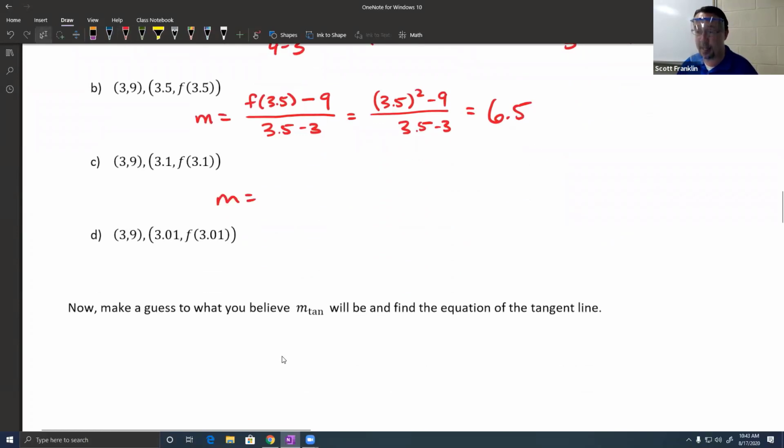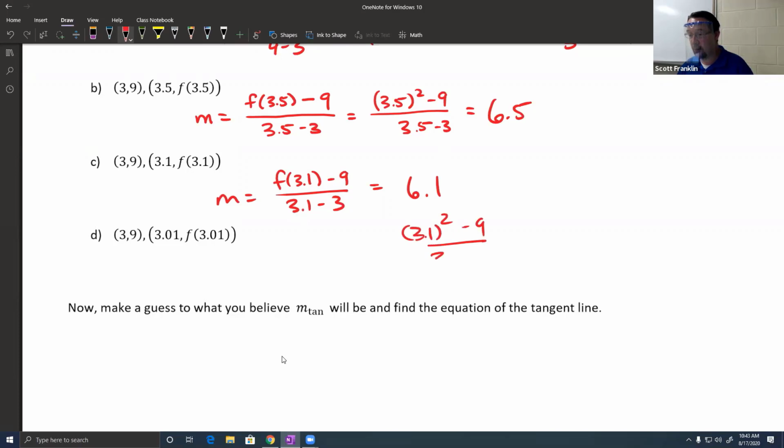I did m is f of 3.1 minus 9 over 3.1 minus 3. I'm still doing y2 minus y1 over x2 minus x1, and I get 6.1 when I do that. And I took this 3.1, and how did I get to 6.1? Well, I took 3.1 squared minus 9 over 3.1 minus 3, which gave me 9.61 minus 9 over 0.1, which gave me 0.61 over 0.1, which was 6.1. I know I rushed through that, but I just want you to see where the pieces are coming from.